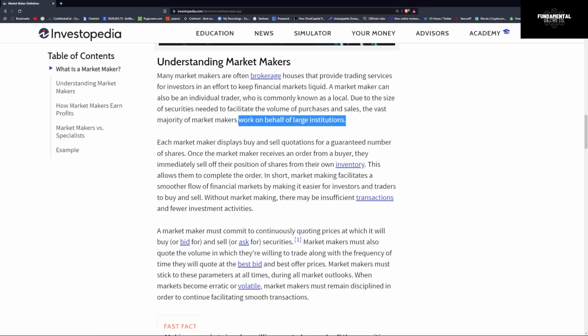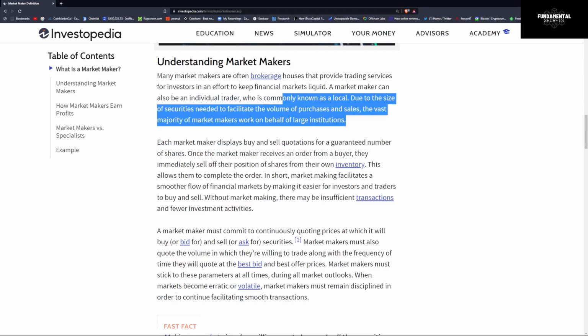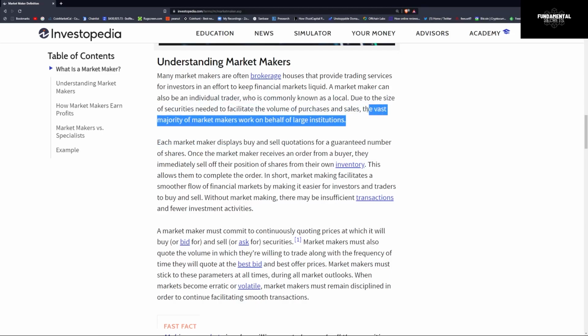Work on behalf of large institutions, aka institutional investors in crypto, right? It makes sense. When you're seeing liquidity get washed around like that, that's typically how these move. All right, each market maker displays buy and sell quotations for a guaranteed number of shares. So they guarantee a certain amount of shares. They guarantee they'll buy 1,000 Bitcoin. So when you see 1,000 Bitcoin was bought, that's because they guaranteed that.